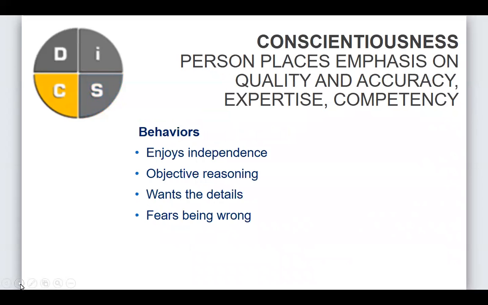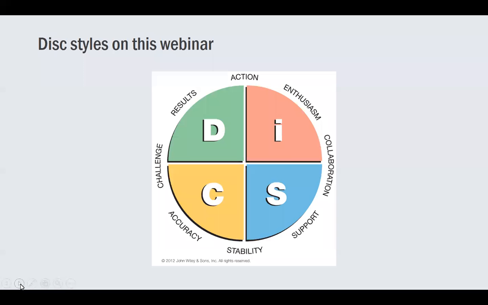And then finally, our C is our conscientiousness. They really are placing emphasis on accuracy, expertise, quality, competency. So they're like the D, more task-oriented, but where the D is a little bit more assertive, the C is task-oriented but more reserved, a little more quiet. They want independence, reasoning, facts, details. They don't want to be wrong. So that's our C.